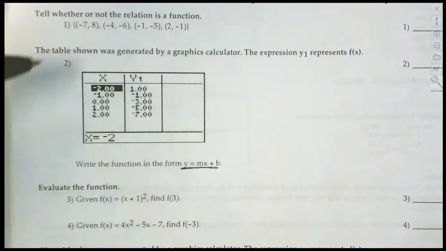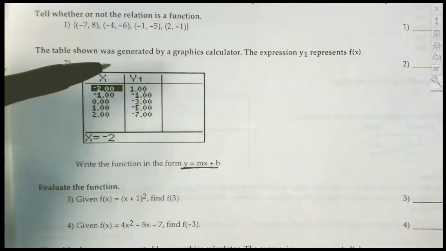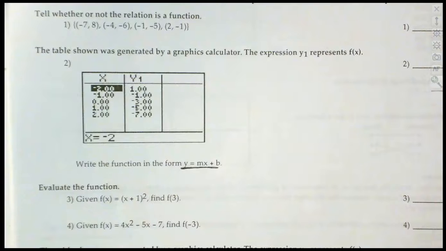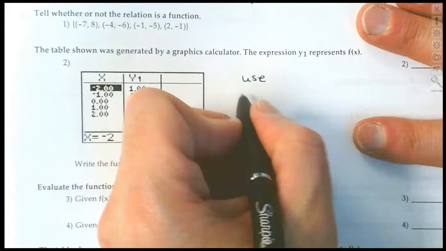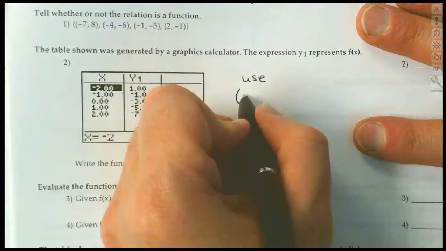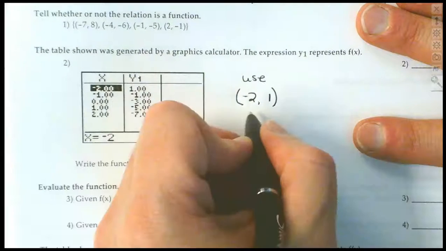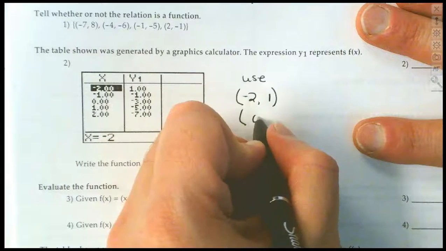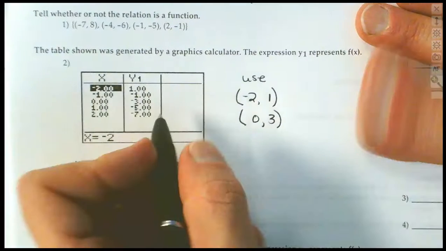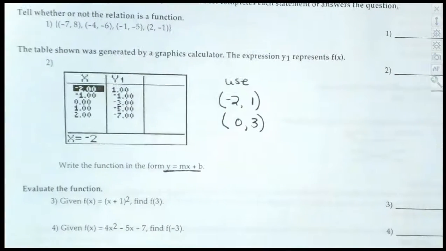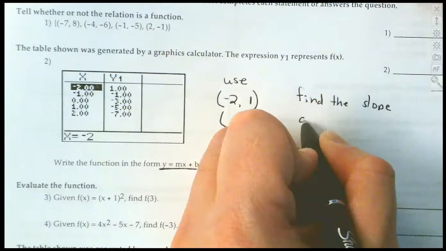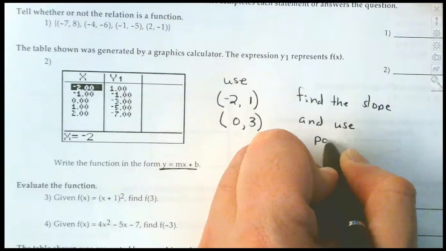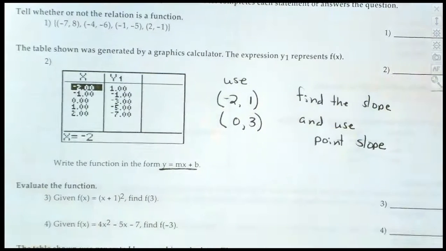Well, if we look at our table, what do we have here? We've got a lot of ordered pairs, a lot of points. So let's try to use 2 ordered pairs, and we can pick any 2 ordered pairs that we want. So let's use these points, and I'm going to just pick 2 of them. Let's use that point -2, 1. And let's use that other point, how about 0, 3? And you want to use those points, and you want to find the slope, and then use the point slope formula. Okay, so you want to find that slope, and then you want to use your point slope formula.